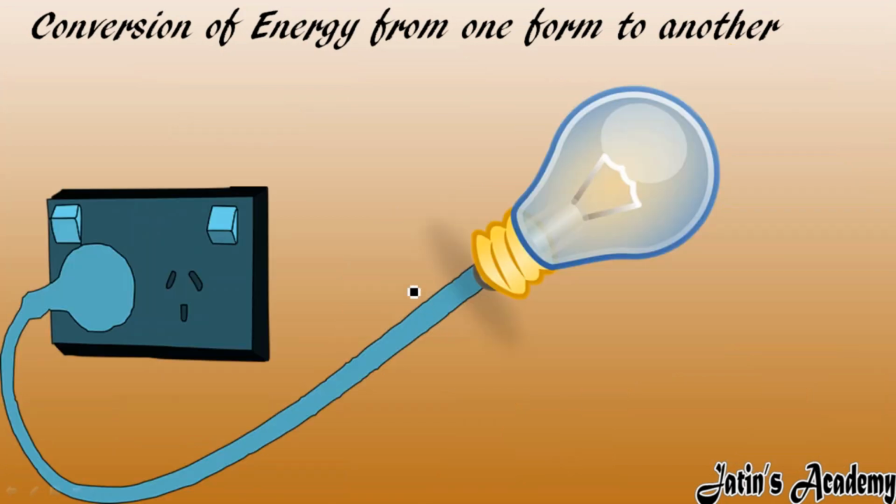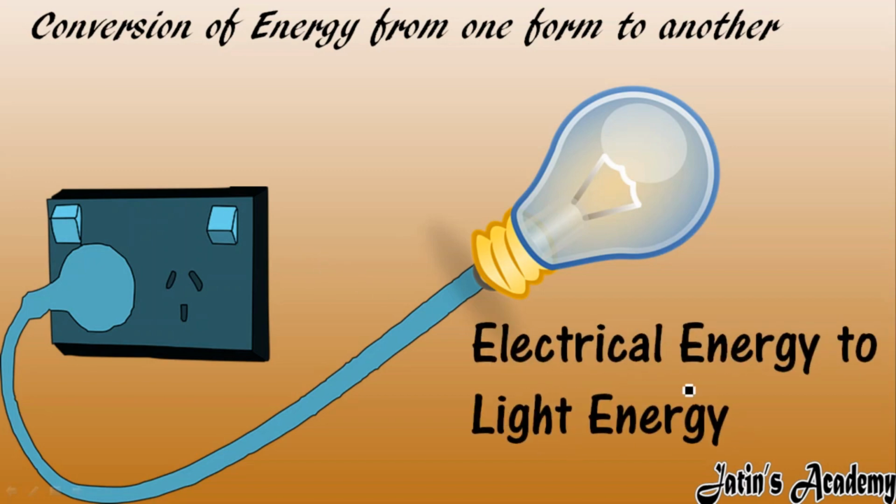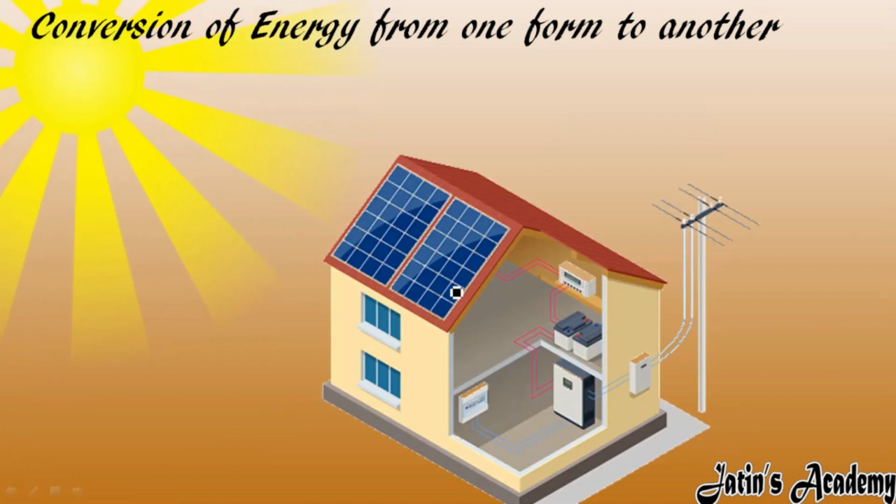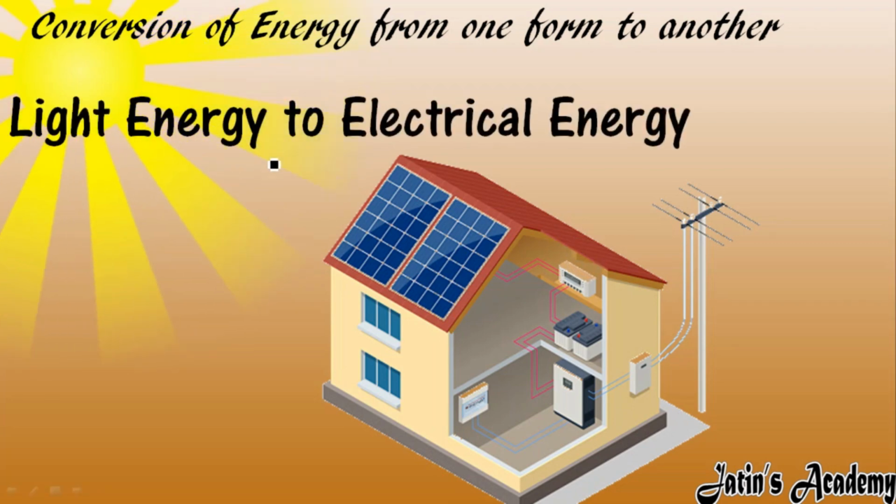Next we are giving electricity and the bulb is glowing. So the bulb is giving light, so electrical energy to light energy. Next we have the sun, and the sun is radiating its energy. Here it is a solar panel which converts this light energy to electrical energy. So which conversion is there? That is light energy to electrical energy.